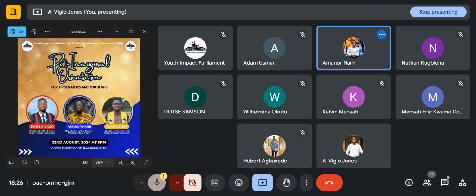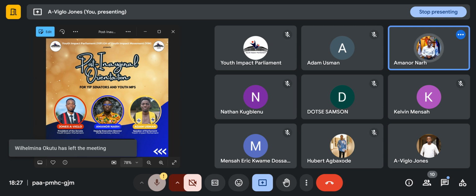In the Youth Impact Movement foundation, God being so good, the bicameral letter adding the Senate in March, and this is the first time the Youth Parliament is having a double chamber, and that ought to be commended. We are making things in a way that will stand tall.